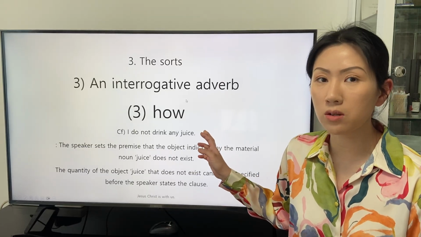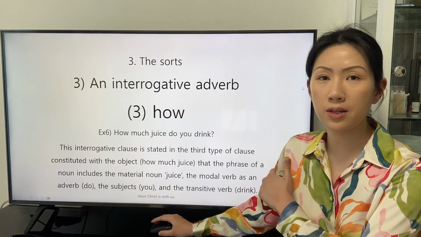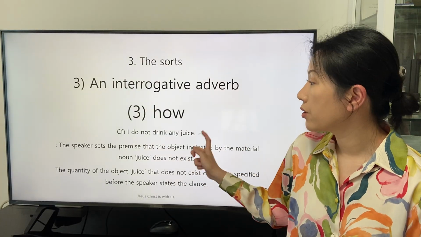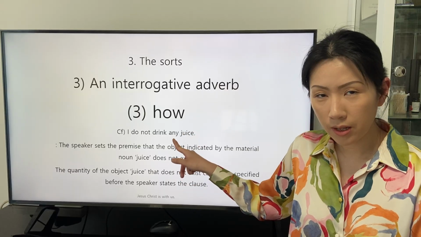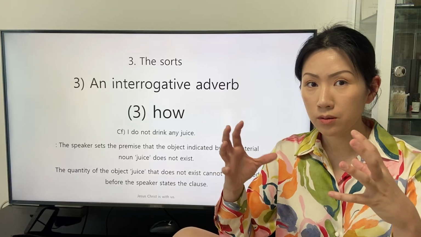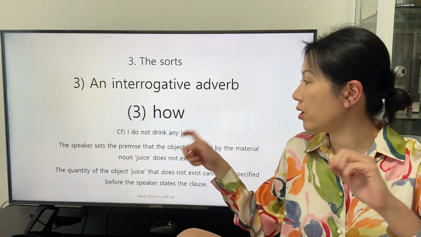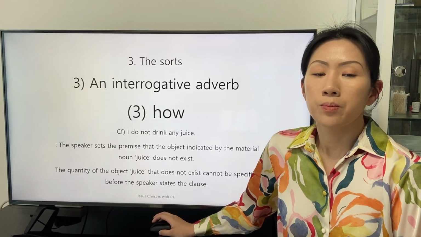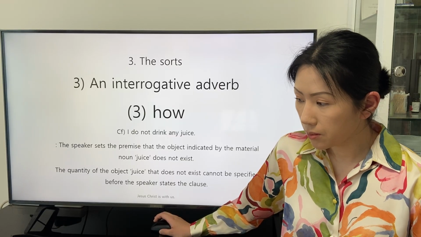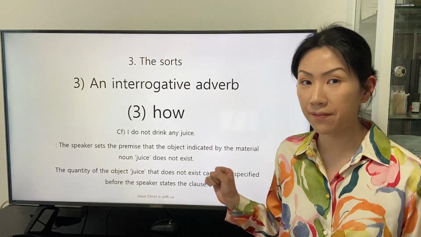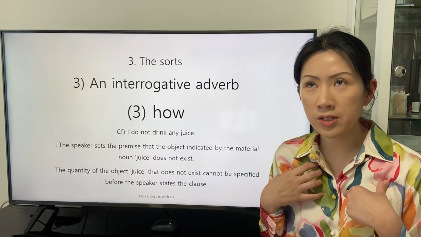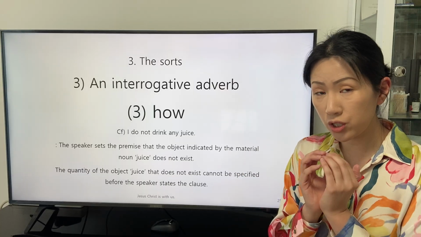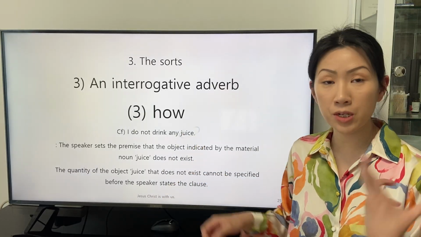This is one of the possible responses according to the sixth example. I do not drink any juice. In this clause, the speaker describes the material noun juice with the determiner any that sets the boundary of the object without the predetermined range. Because this clause is stated in the negative statement with the adverb not, we understand that the speaker didn't need to set the predetermined range of the object indicated by the material noun juice.